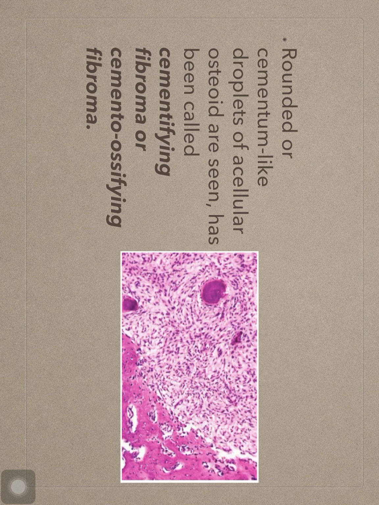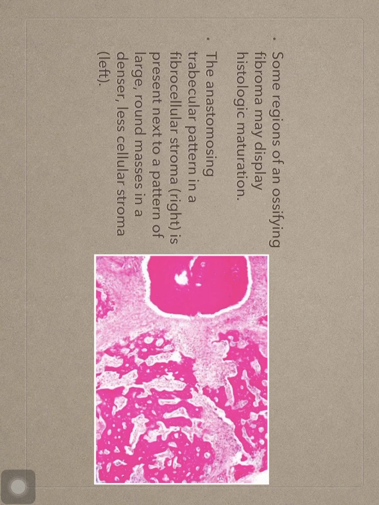Here we can see rounded or cementum-like droplets of acellular osteoid, which is called cementifying fibroma or cemento-ossifying fibroma. This is also another name for ossifying fibroma. Here in this picture there is histologic maturation, that is, some regions show ossifying fibroma with histologic maturation.